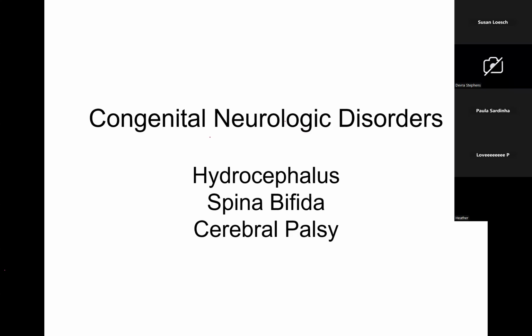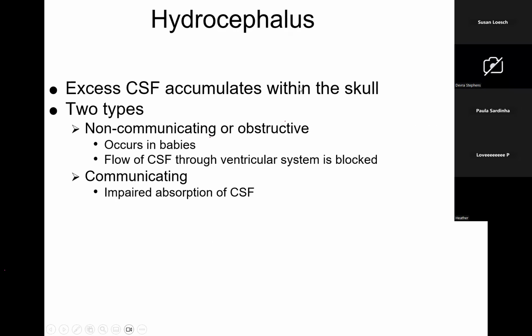All right, hydrocephalus, spina bifida, and cerebral palsy. I already talked about this a little bit: too much cerebral spinal fluid in the skull. There's two types, and you have to know the difference: non-communicating, or obstructive, and communicating. It occurs in babies, and in non-communicating, the flow of cerebral spinal fluid is blocked. In communicating, the problem is those little villi that are supposed to suck up the cerebral spinal fluid and put it back into circulation are not working. So in communicating, the body is not reabsorbing it appropriately. In non-communicating, we have some sort of obstruction of the cerebral spinal fluid.